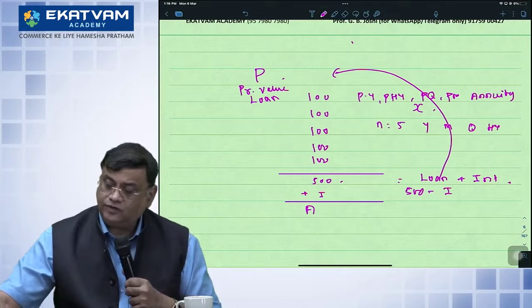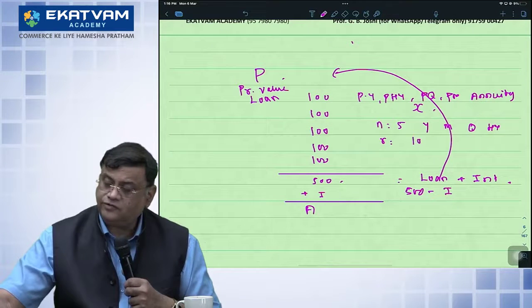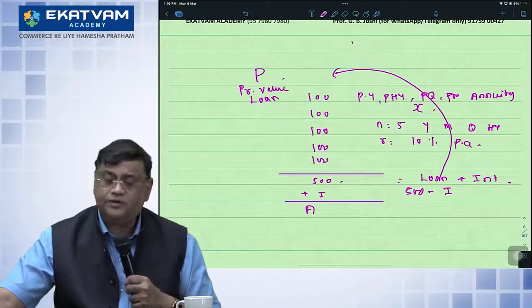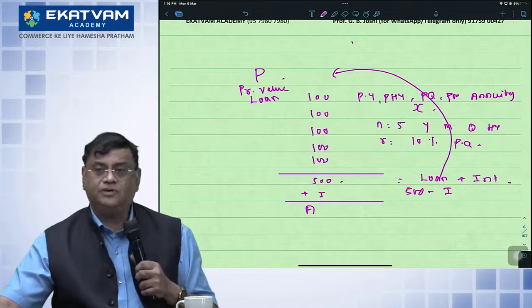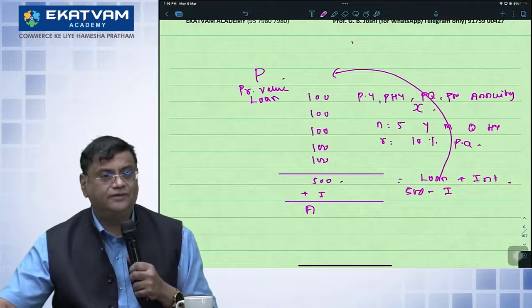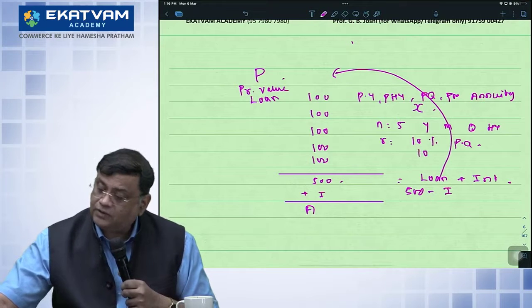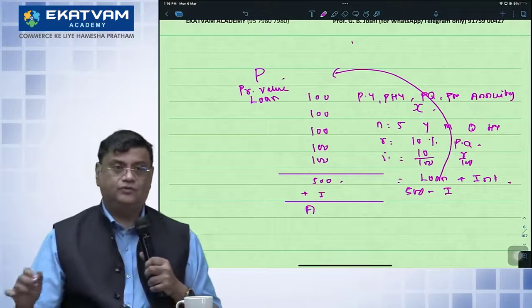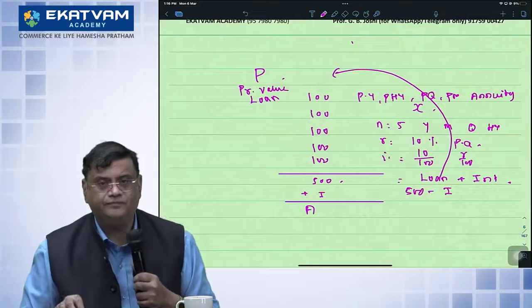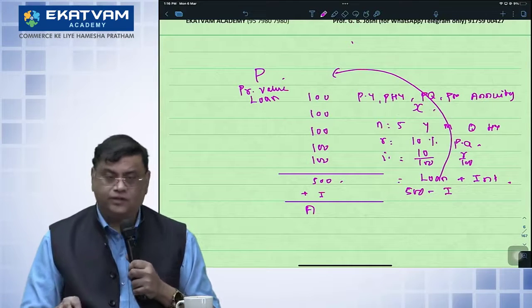Now the rate of interest is stated. Suppose the rate of interest is stated to be 10% per annum. But what does 10% mean? 10 upon 100. That 10 upon 100, meaning R upon 100, is denoted by the letter I. So that is the fractional rate of interest. So I is equal to this.